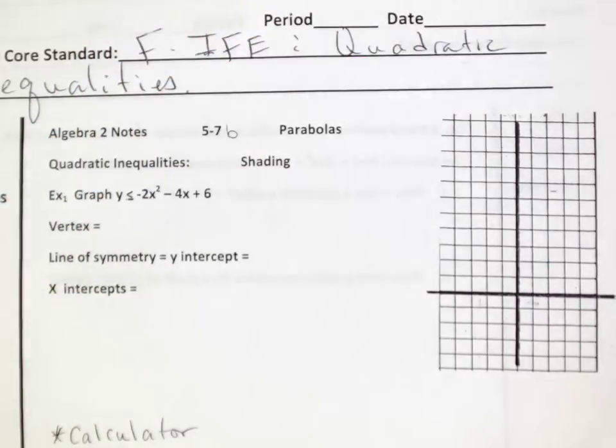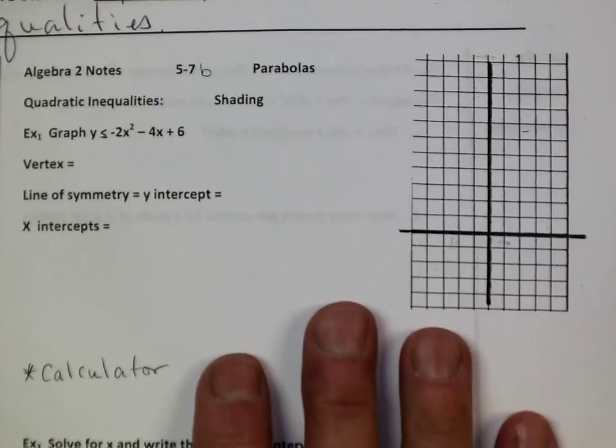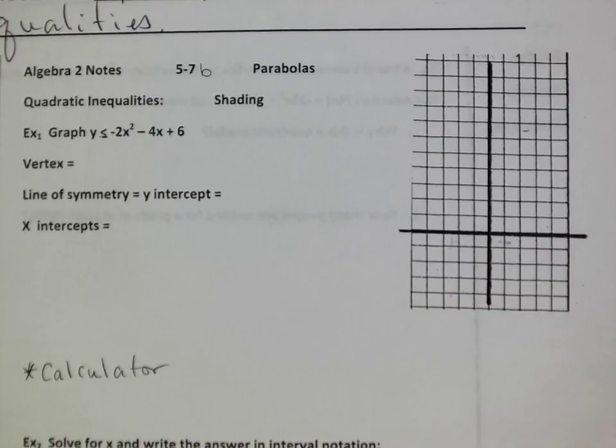Okay, so example 1. We want to graph this, right? Vertex, line of symmetry, y-intercept, x-intercept. So let's do all that. And then we're actually going to let the calculator give us what the shape looks like, okay? So right off the bat, first of all, vertex.